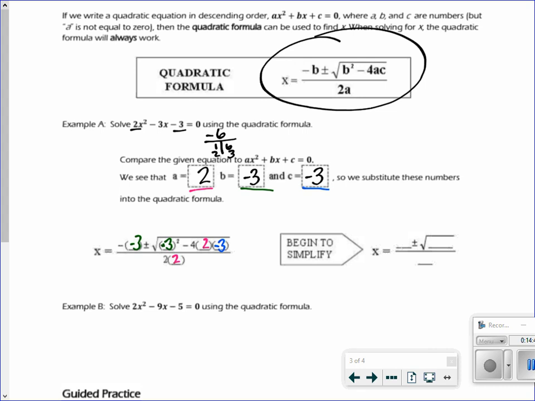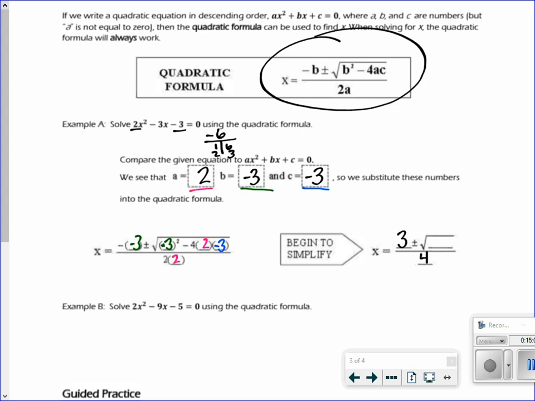Now from here, it breaks up. I like to view the quadratic formula in 3 little sections. The first section is what's in front of the plus minus. So it's a double negative. How could you simplify a double negative? It's just a positive. The denominator, it's 2 times your a value. So what's 2 times 2? 4. Okay. And then the third section is what's under the radical.